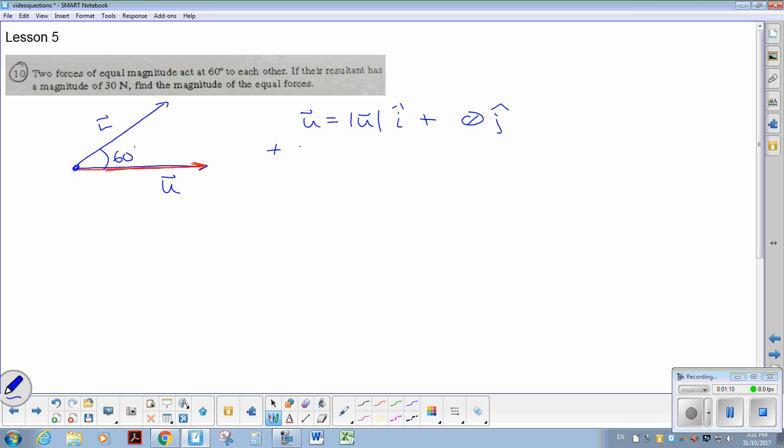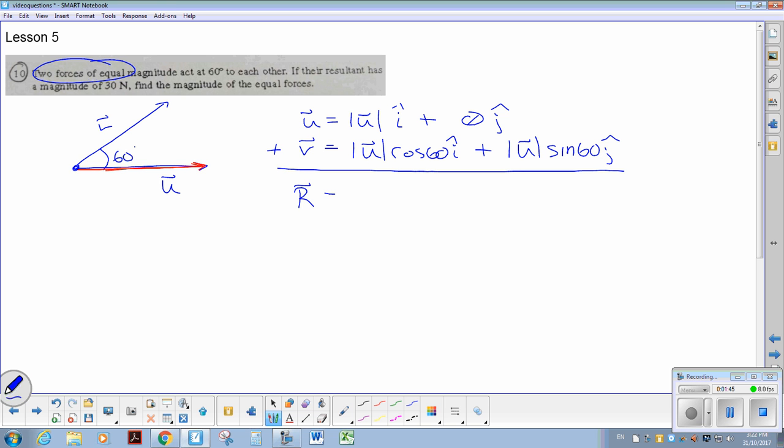Now, if we add the v vector, this is where we're going to do a substitution. We have two equal magnitudes. So vector v, I'm going to write as magnitude of u cos 60 i, plus the magnitude of u sine 60 j, because they're of equal magnitude. The reason I'm doing this is because vector v has the same magnitude as vector u. And we know our resultant is going to equal the sum of these two.